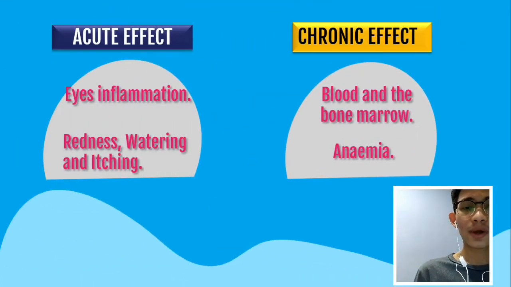Did you ever wonder what happens if we are exposed to this kind of emission? Here I will present to you two types of effect, which are acute effect and chronic effect. Acute effect, such as inflammation of the eye characterized by redness, watering, and also itching, while long-term exposure can give a major effect known as the chronic effect on the blood and also on the bone marrow, where the red blood cells become decreased, which can lead to anemia.